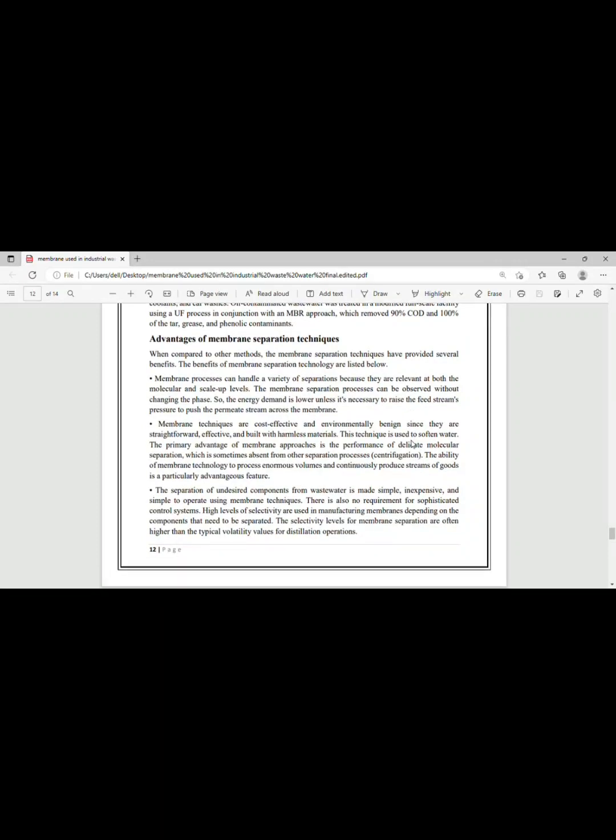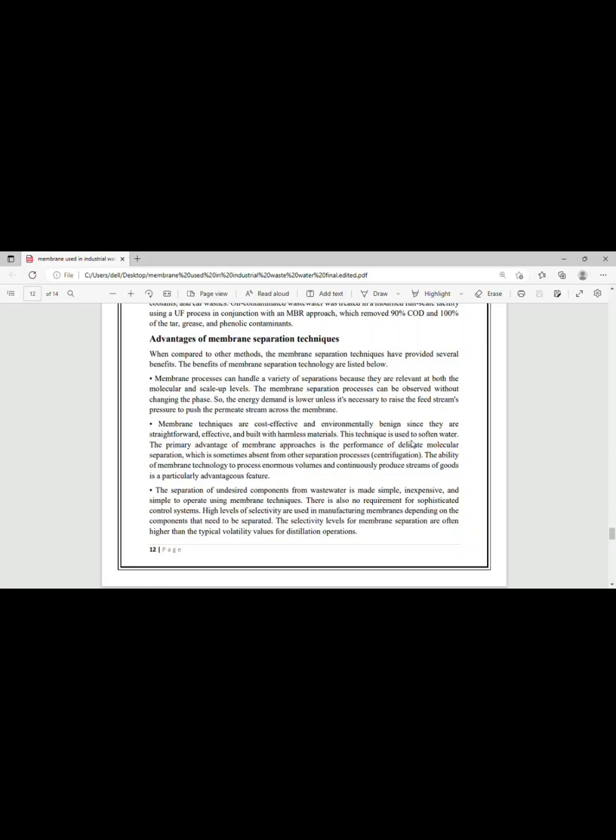Now, we will discuss advantages of membrane separation techniques. When compared to other methods, the membrane separation techniques have provided several benefits, and these benefits of membrane separation technology are here. Membrane processes can handle a variety of separations because they are relevant at both the molecular and scale-up levels. The membrane separation processes can be operated without changing the phase.